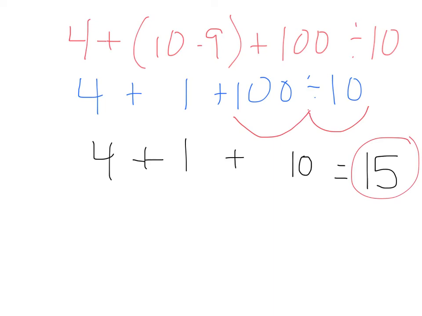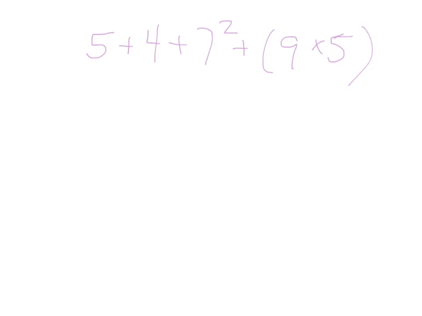This is the last problem that I'm going to do today, and this problem is number 7 from the homework. Looking at the problem, I see I need to do what's in the parentheses first, 9 times 5, which is 45. What I'm left with is 5 plus 4 plus 7 squared. Seeing that I have a squared number, I say, oh, that is the second step that I need to do. When solving this problem, then, I look at this component first. The 7 squared is the same thing as 49.